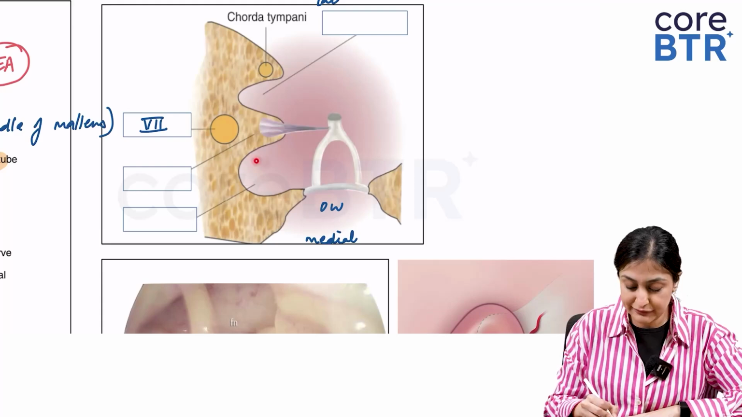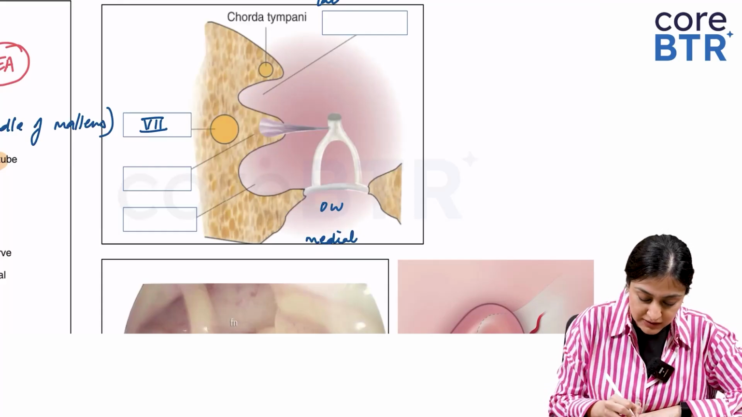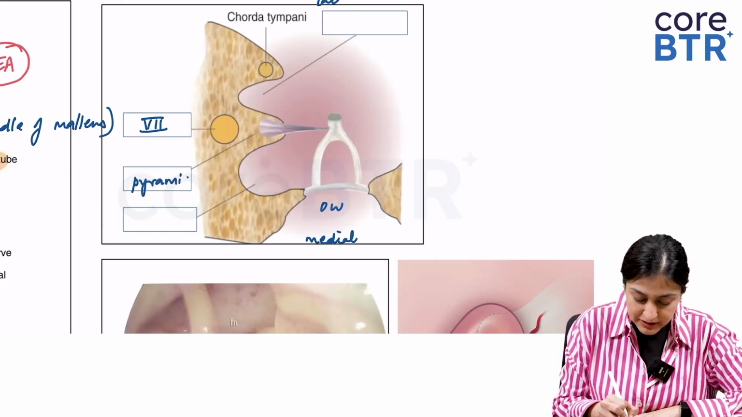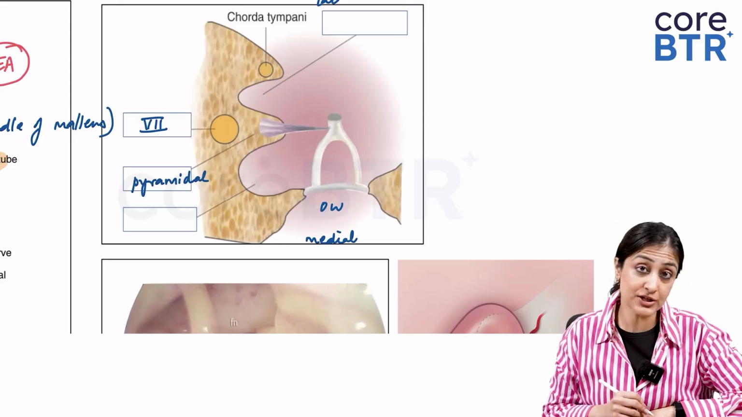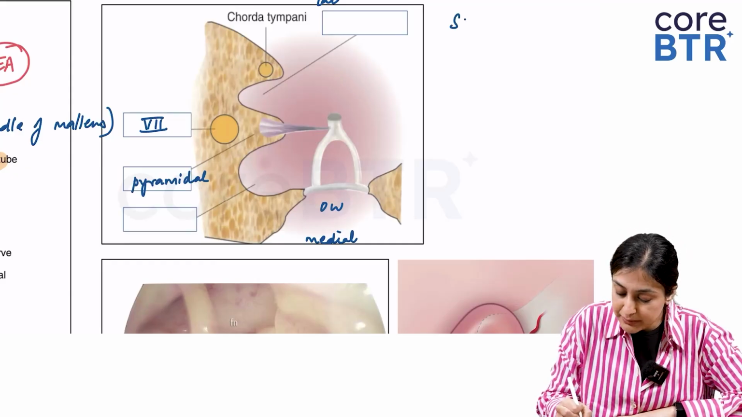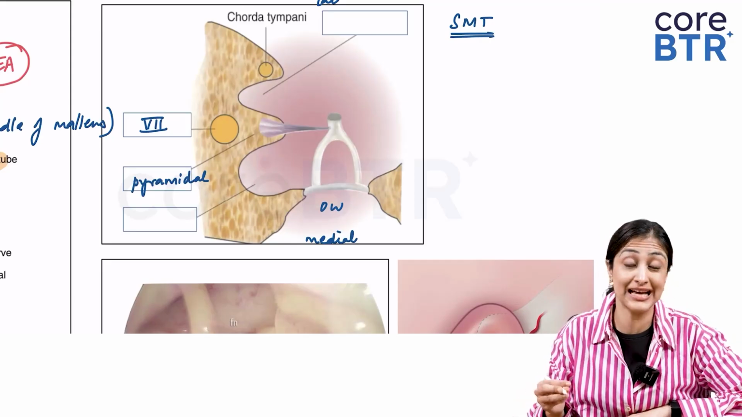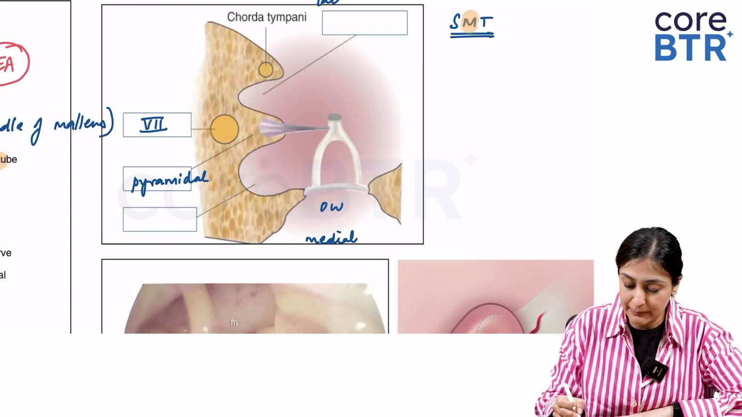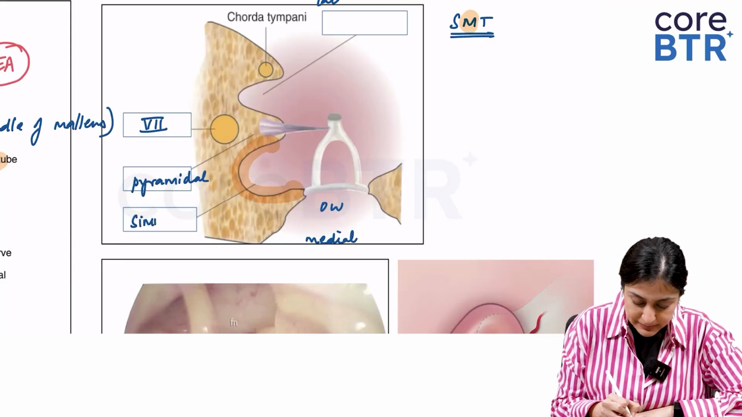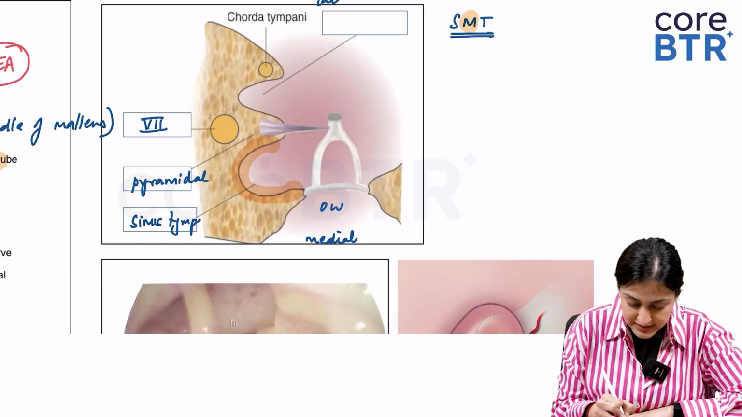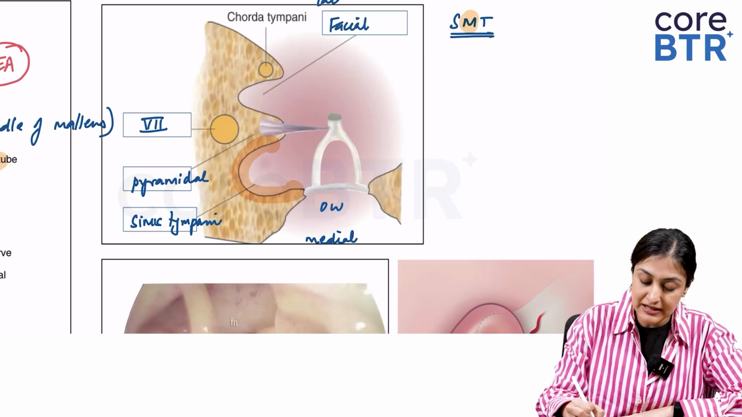Now we have to identify these two recesses. Before that, let's identify this also. This is nothing but the pyramid, right? So the pyramidal eminence is formed by the stapedius. All right, that's done. So now let's get to the recesses. Here I want you to remember Shrimati. You know how previously we used to refer to married women as Shrimati, SMT. So I want you to remember that the medial recess is the sinus tympani, right? So this is the sinus tympani, whereas the lateral recess is the facial recess.